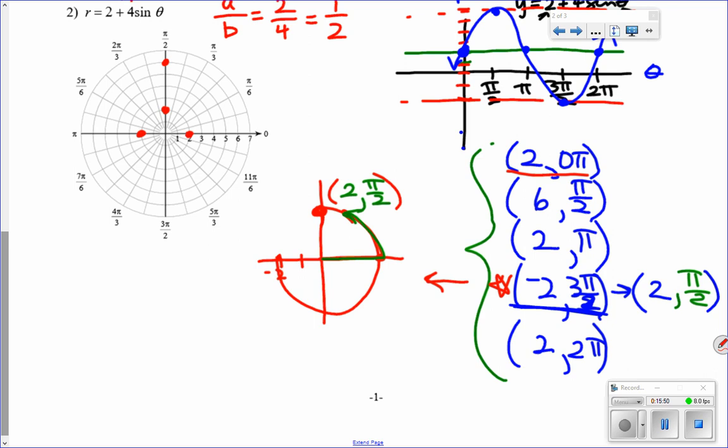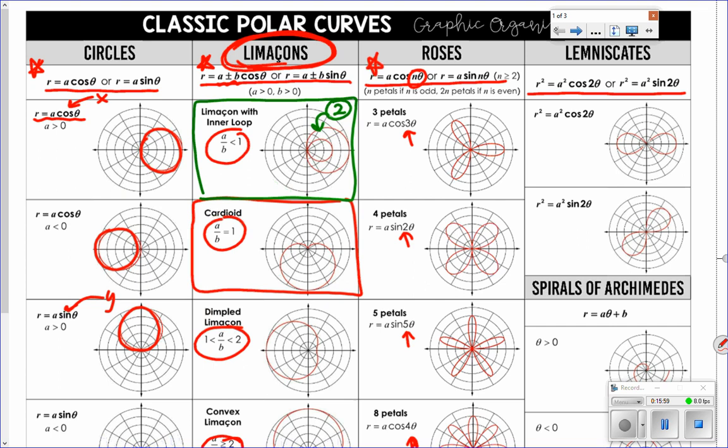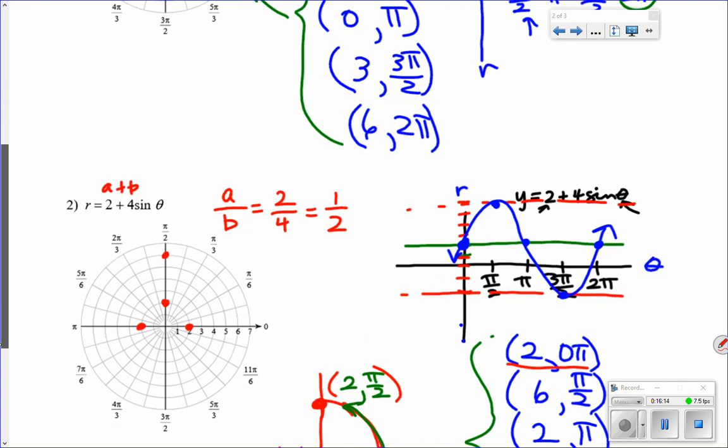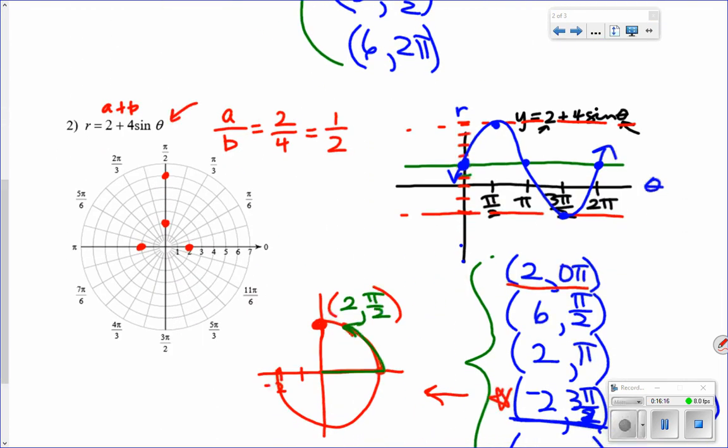Okay, so this is where knowing what curve I'm graphing is going to be helpful. We decided that this is an inner loop, and so when I graph this curve, I've got to keep that inner loop in mind. We called that, let's go back to our picture. This was a limaçon with an inner loop.